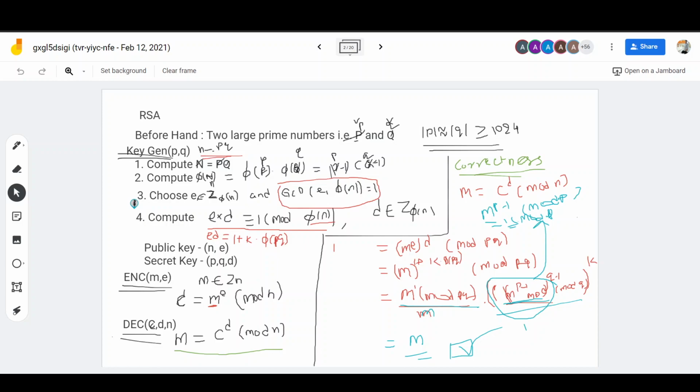Any questions for you? Anybody has some doubts on this particular proof? You can share in the chat box if you have some doubts.